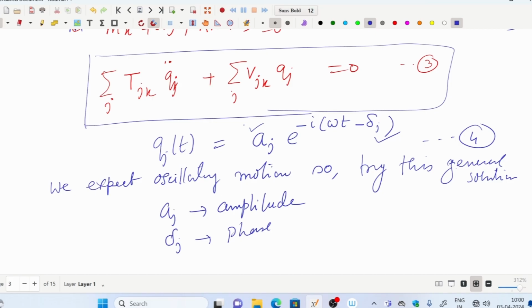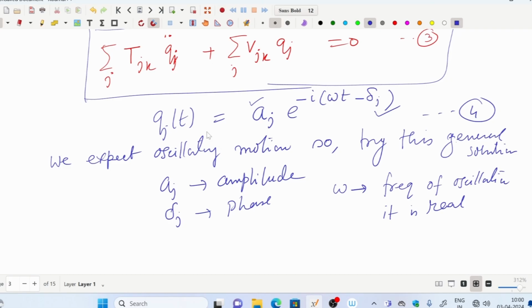Omega is the frequency of oscillation, and it is real, because if it is complex, then energy will not be conserved for the system.